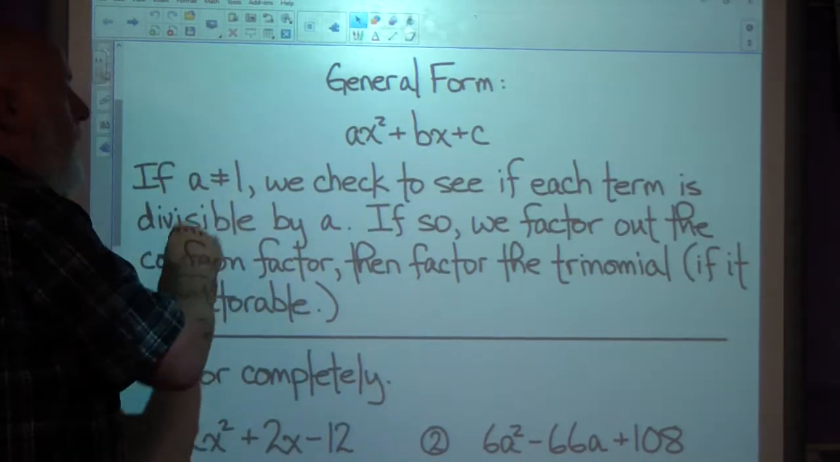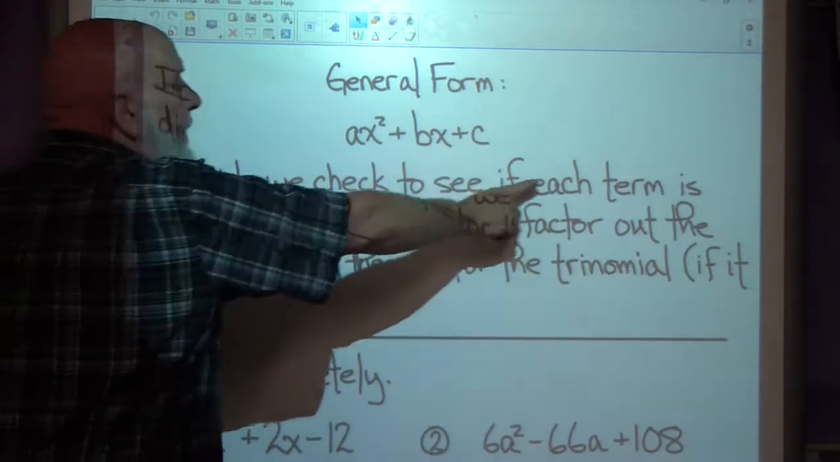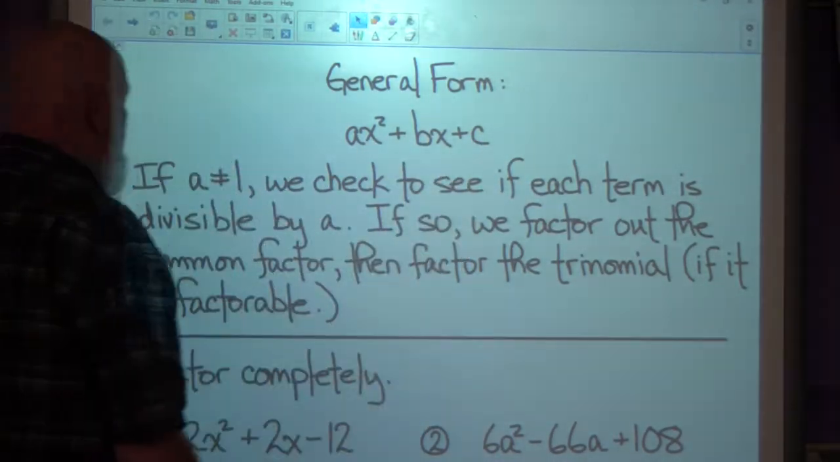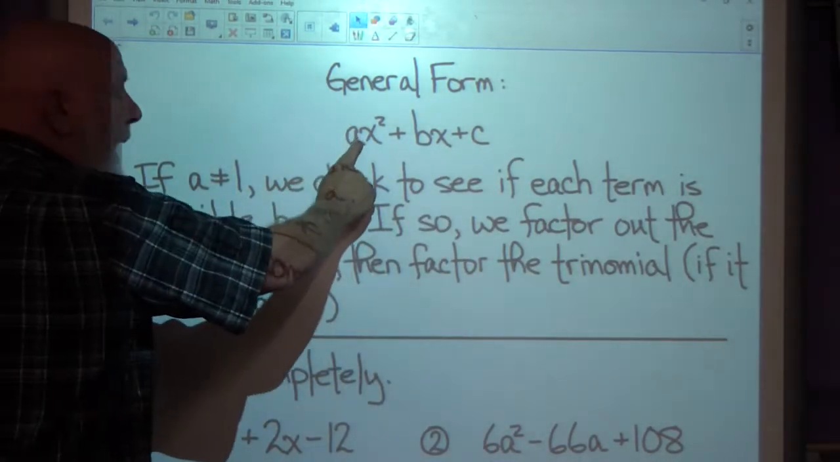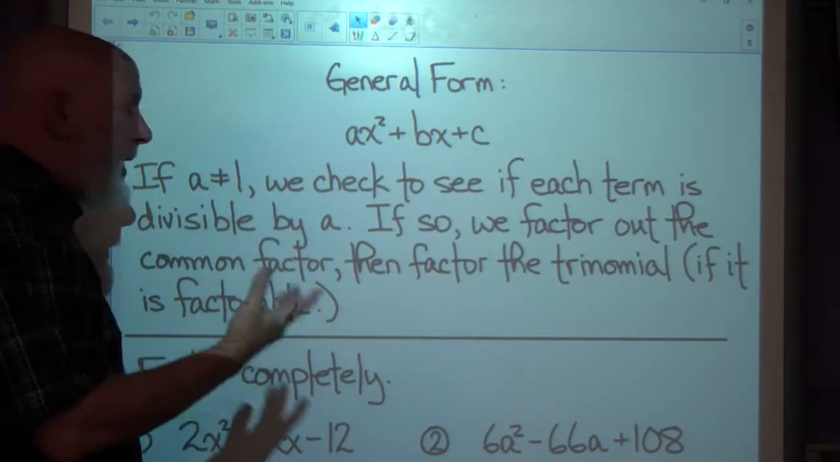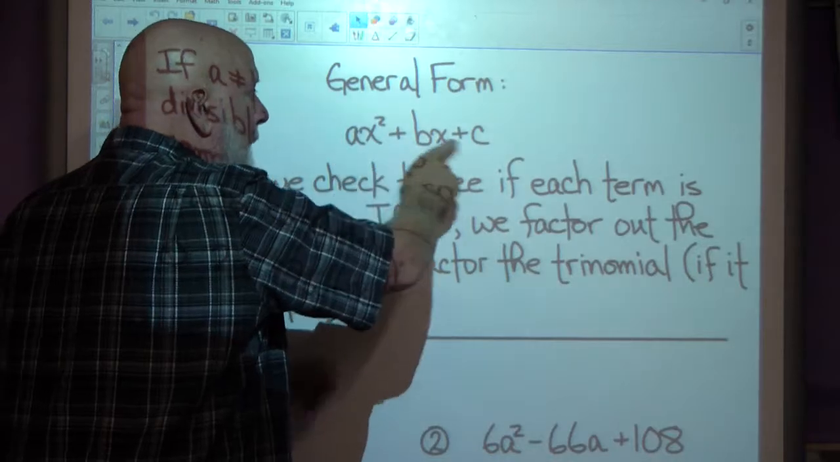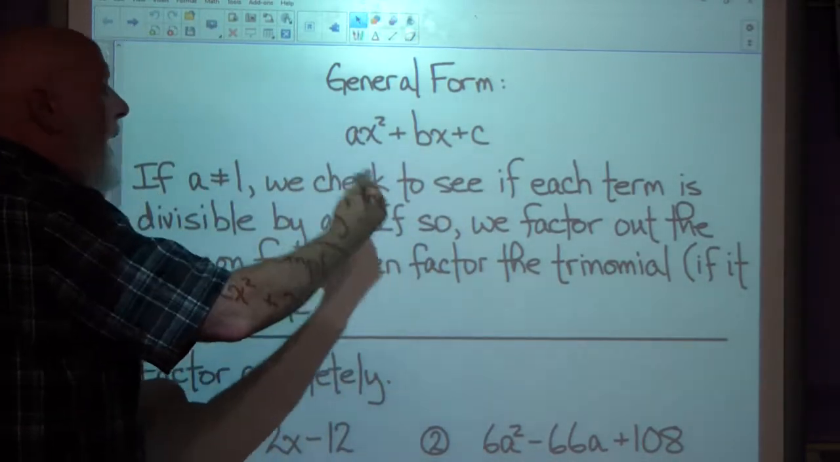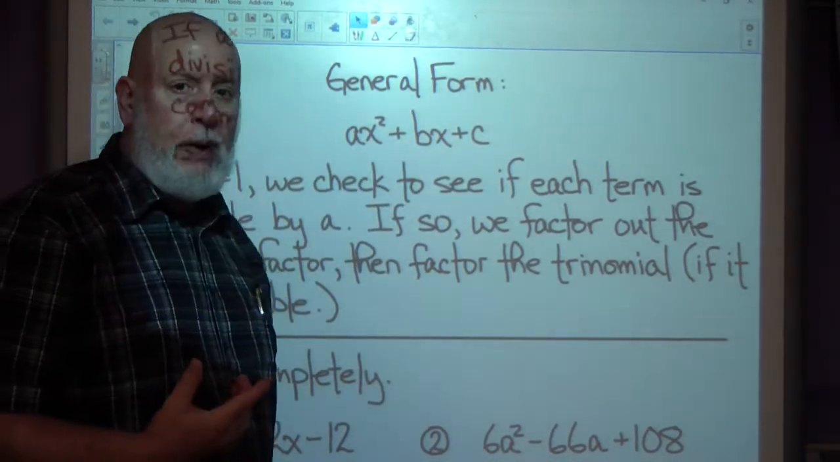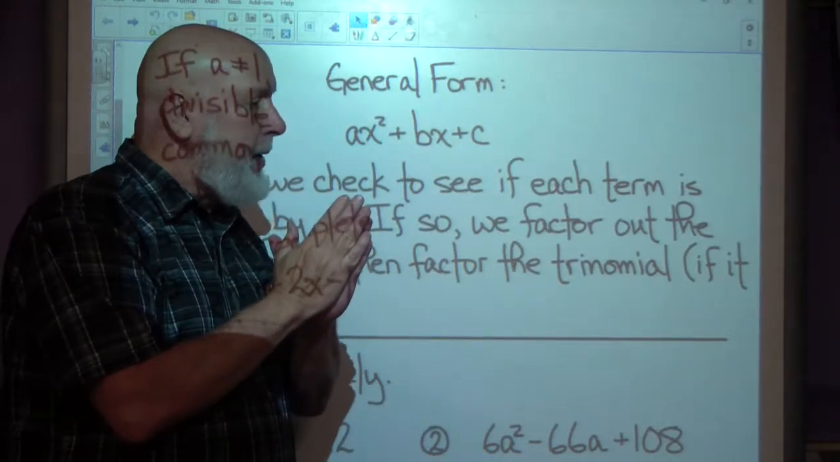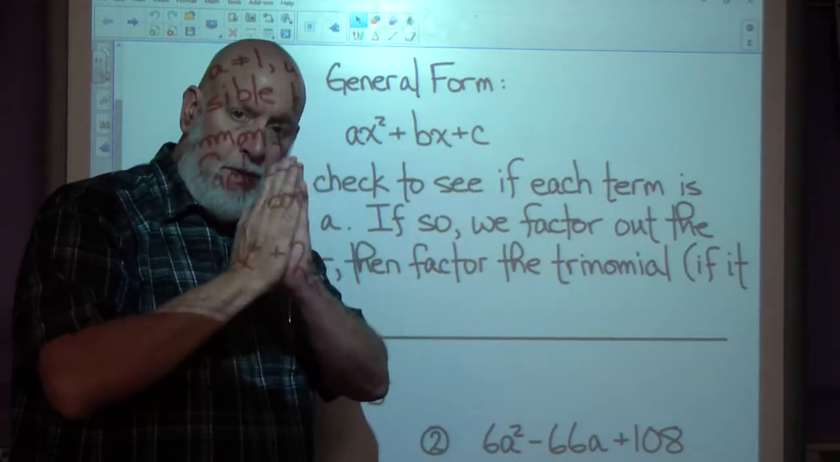So if a is not 1, we check to see if each term is divisible by a. And if it is, we're going to factor out the common factor. If every one of these is divisible by a, we'll factor it out and then factor the remaining quadratic trinomial. Okay, and I'm going to show you what that looks like. Here we go.